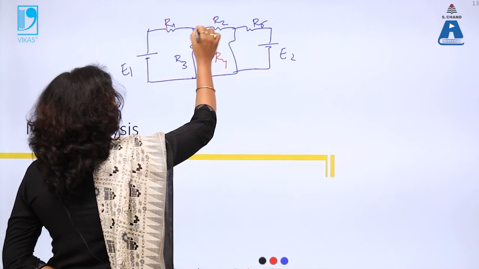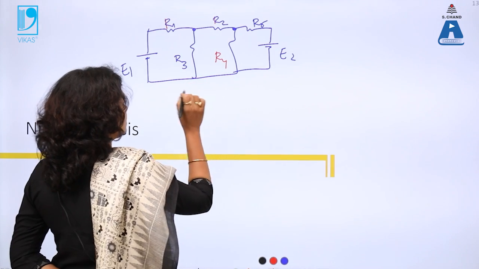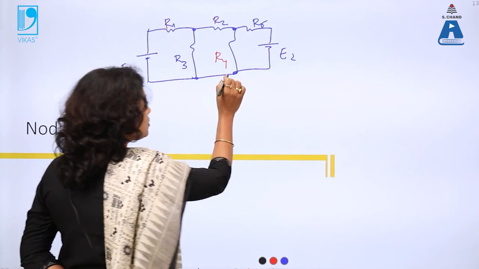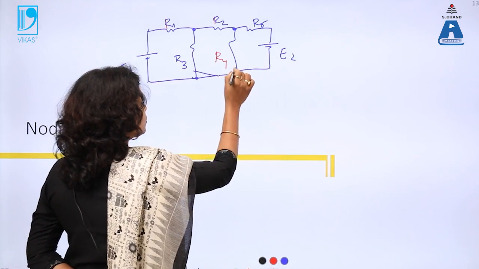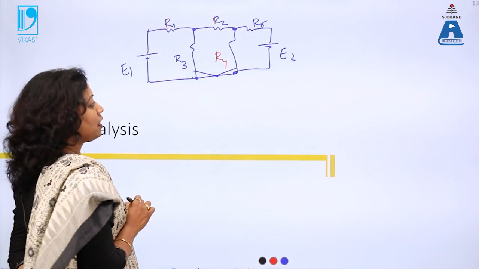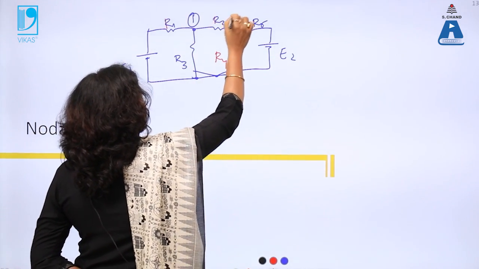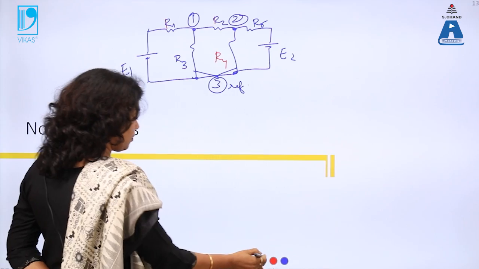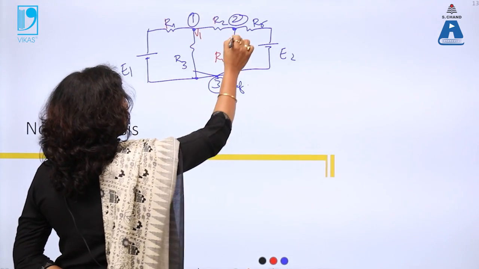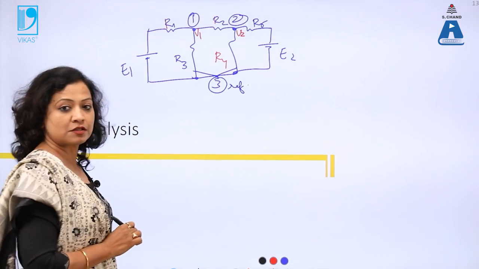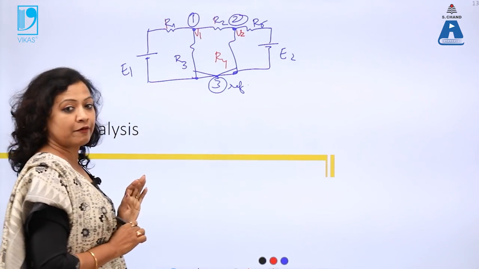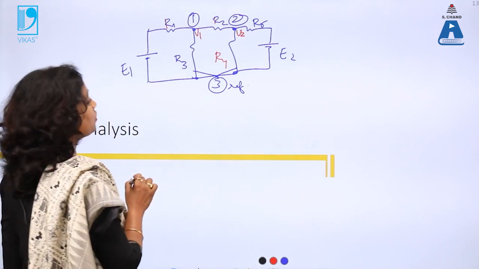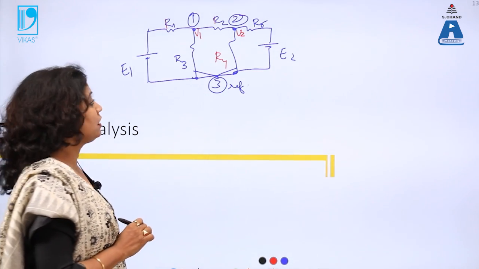Now there are 1, 2. Please note that this and this node are the same point because there is no resistance in between. I can also show that this is my single node. So I have only 3 nodes, not 4 nodes. This is taken as reference. I assume the voltage of the first as V1 and the second as V2 with respect to the reference. So there are 2 variables left with me, and I have 2 equations which I need to solve to find the current or voltage at each node or each branch.